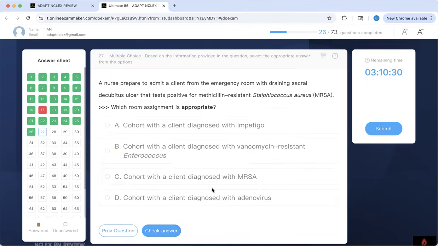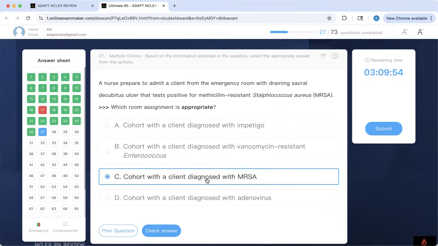And then prepare to admit a client in the emergency room who has a draining sacral decubitus ulcer who tested positive for MRSA, right? MRSA. Which room assignment is appropriate? Cohort with the client with impetigo, cohort with the client diagnosed with vancomycin-resistant enterococcus, cohort with the client diagnosed with MRSA, cohort with the client diagnosed with adenovirus. There's a concept. Let me know if you know the concept. Put it down in the question, and let me know. What do you think? Which room will you put this patient? You put them together with MRSA.